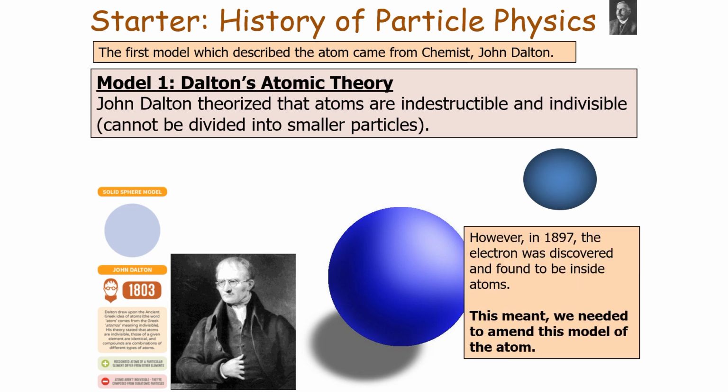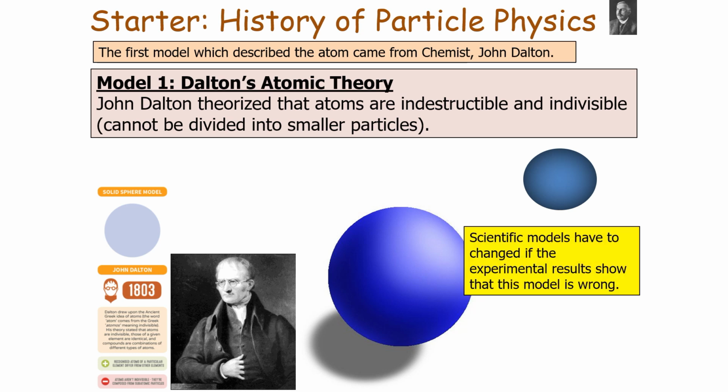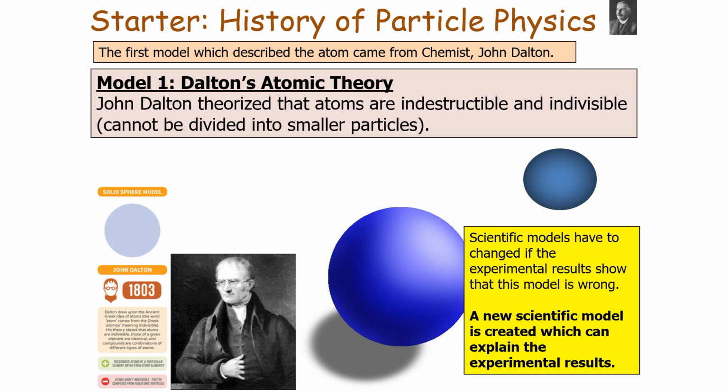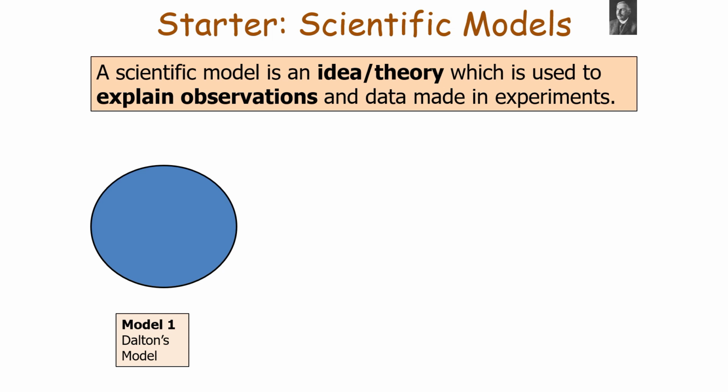However, in 1897 the electron was discovered and found to be inside atoms. This meant we needed to amend this model of the atom, because scientific models have to be changed if the experimental results show that the previous model is wrong. So a new scientific model is created which can explain the experimental results. Just to clarify, a scientific model is an idea or theory which is used to explain observations and data made in experiments. So with this, J.J.